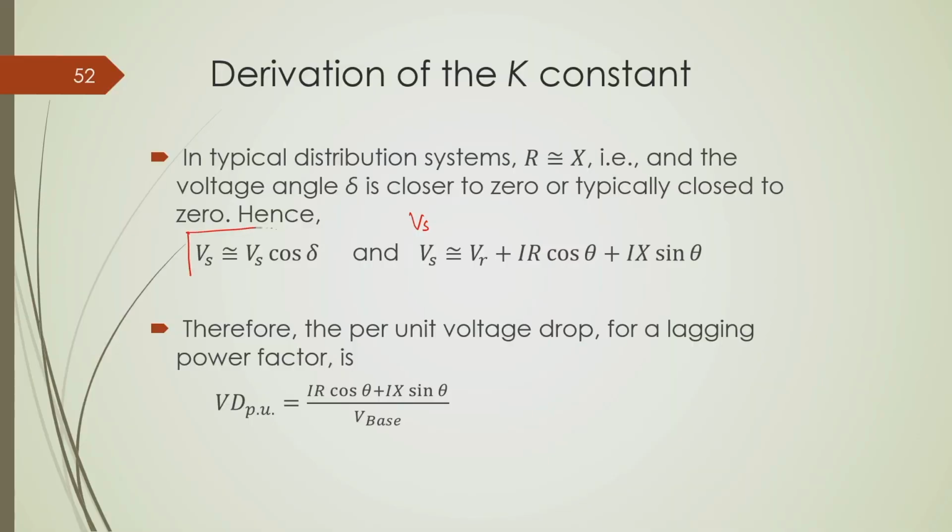Once you get that, we have an approximation that Vs cos delta is equal to Vs. Why is it so?